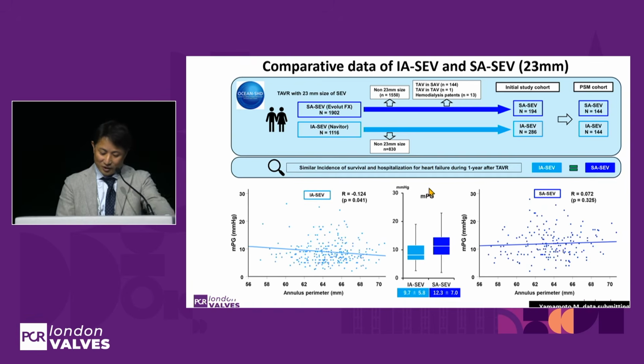Surprisingly, the mean pressure gradient is significantly lower in the intraannular designs. Because of the shape of the supraannular design, the waist is 20, so the hemodynamics is a little bit reduced compared with the intraannular designs. That result was only proved in the 23, not the 26. That is the reason why I chose this case.